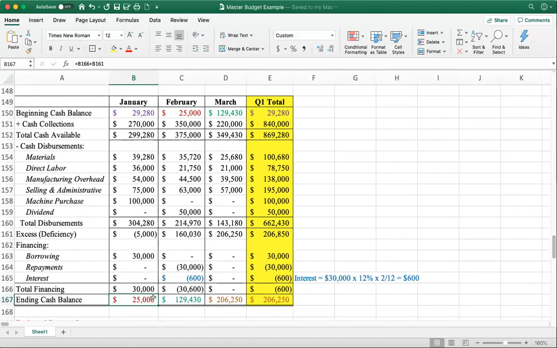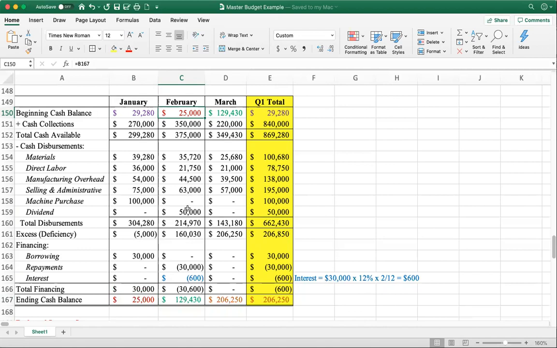The ending balance of January becomes the beginning balance of February. You can see the 25,000 ending balance has become the beginning balance of February, 25,000. And then your cash collections are coming from your cash receipt schedule after the sales budget.